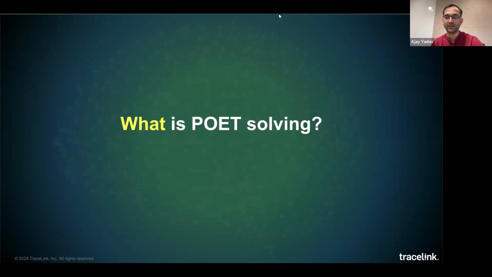Just to set the context of this session, it is more about understanding what POET is bringing to the table, what business problem it is going to address in the market, and how any company should look to use POET to their advantage to optimize supply chain efficiency. So let's start and first understand the problem statement: which problem is POET trying to solve?